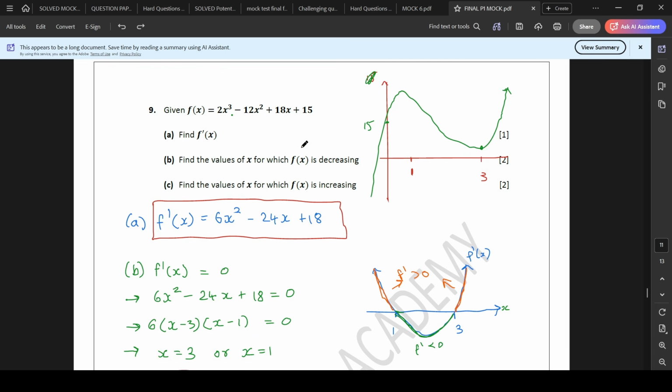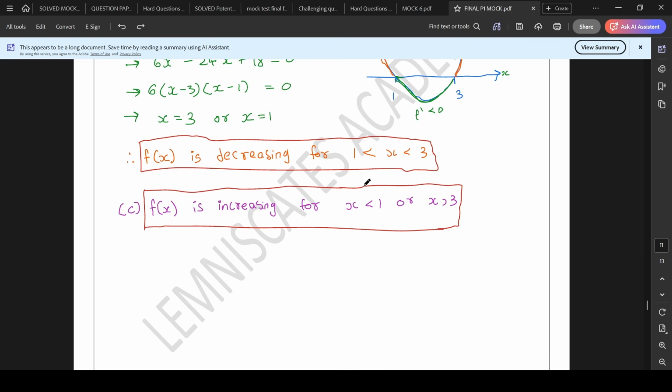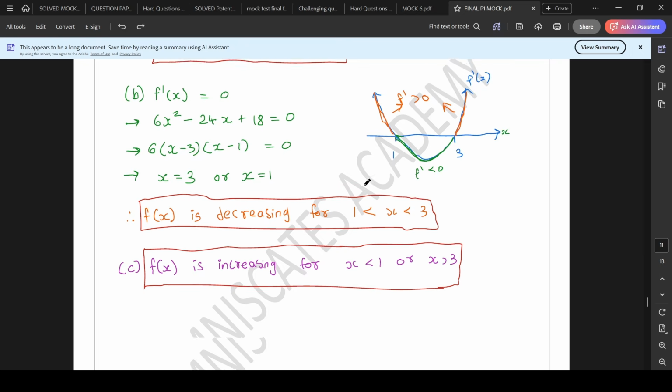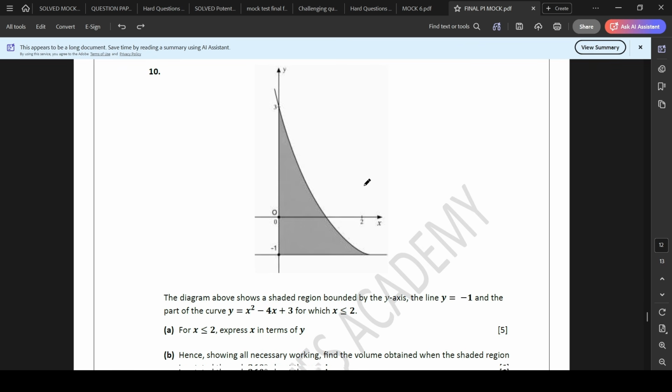So yeah, if at all you were supposed to draw the graph of this, with the help of the stationary points and the y-intercept, you can easily draw the curve. But yeah, this is not the thing that is asked over here. So let's not focus on this. Just an extra tip, just in case if something like this appears in your examination. But yeah, we are done with the 9th question. Let's move on to the 10th question.